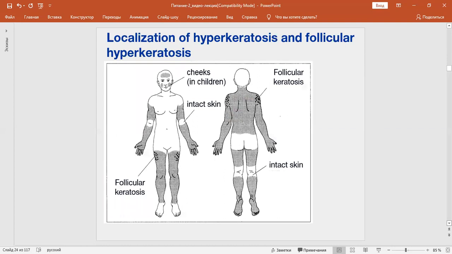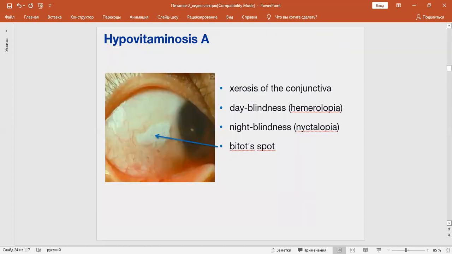The lesions commonly appear on the lateral surface of the arms and external surface of the thighs. Typical localization of the hyperkeratosis is on the knees, elbows, and palms. In children, on the cheeks. Eye problems due to retinol deficiency are cirrhosis of the conjunctiva and hemeralopia.